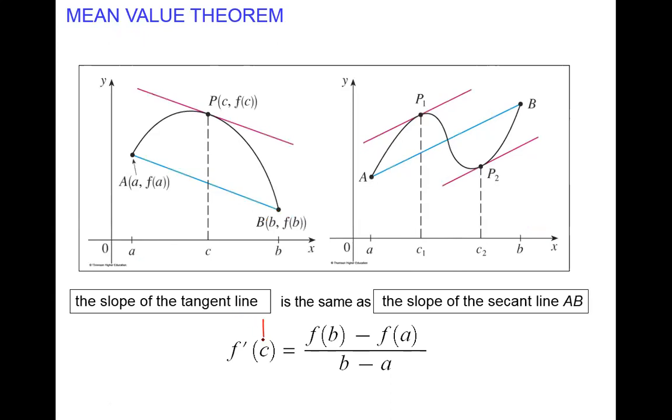That means the value c always exists in the interval a and b if the function is continuous and differentiable. We can say parallel. That's the same: the tangent line is parallel to the secant line, which means they share the same slope.